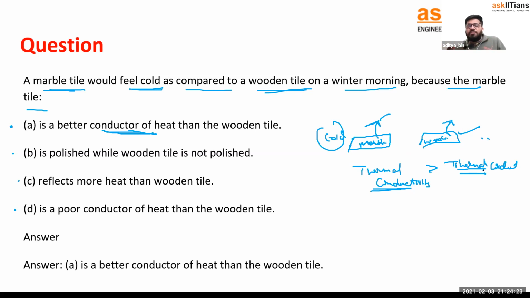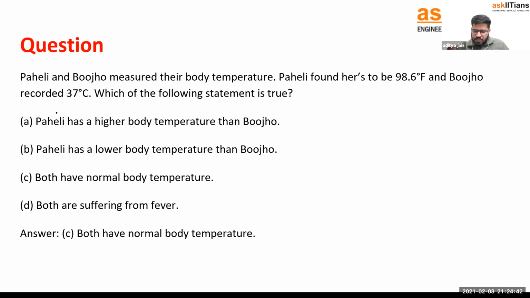So that's why marble tile feels colder, because it has lost its heat to the surroundings more easily or more rapidly. So that is option A. It is a better conductor, or you can say higher thermal conductivity. That's why its temperature is cold in comparison to the wooden tile. Clear? Now see question 3.